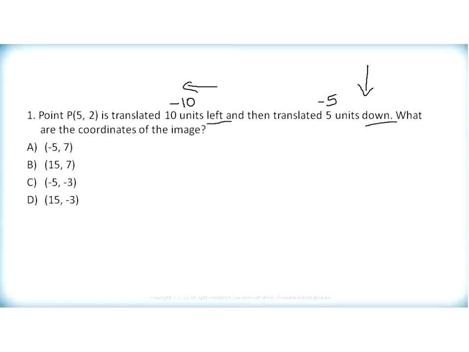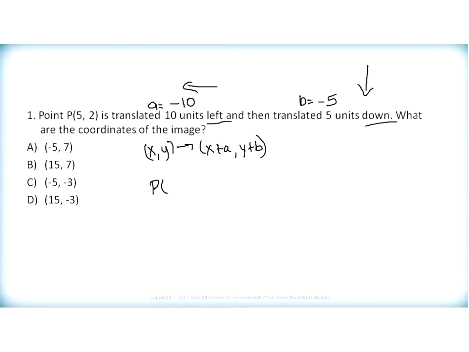So for a translation, (x, y) becomes (x plus a, y plus b), where a represents a horizontal translation, so I'm going to say that a is equal to -10, because left and right are horizontal moves. And b is your vertical translation, so in this case, b is -5, because up and down are also translations.